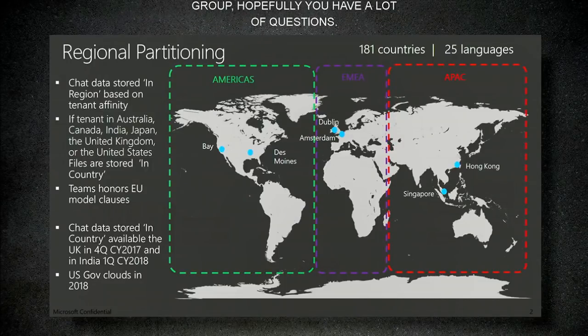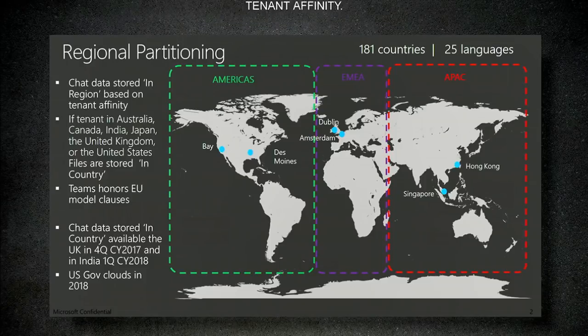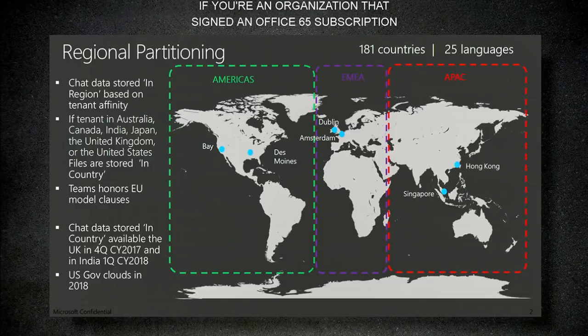Teams is available in 181 countries, 25 languages. And how we achieve this is we're deployed around the world in Azure data centers across 3 regions, specifically the Americas, EMEA, and Asia Pacific. Customer data at rest does reside in region based on your tenant affinity. So hypothetically, if you're an organization that signs an Office 365 subscription in, say, France, your data will reside in region, in EMEA, in European Union data centers, and adhere to European Union laws.